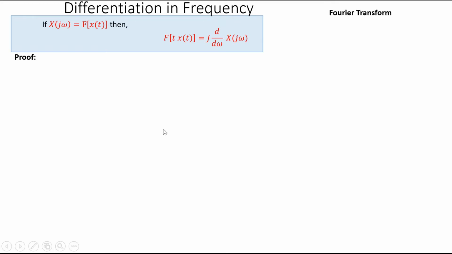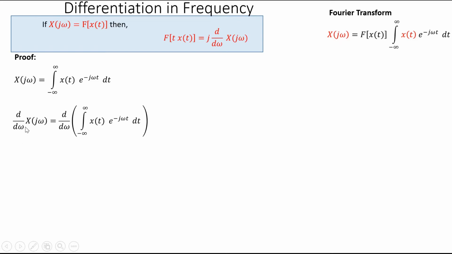We can start from the equation for the Fourier transform, X(jω) equal to the Fourier transform of x(t), which is equal to the integral from minus infinity to infinity of x(t) e raised to minus jωt dt. So we can differentiate this. We will get d by dω of X(jω) equal to d by dω of the whole integral. This is with respect to dt, and x(t) is a time function. So the only ω function is e raised to minus jωt. We can take the differentiation inside the integral, d by dω, and it will affect only e raised to minus jωt.